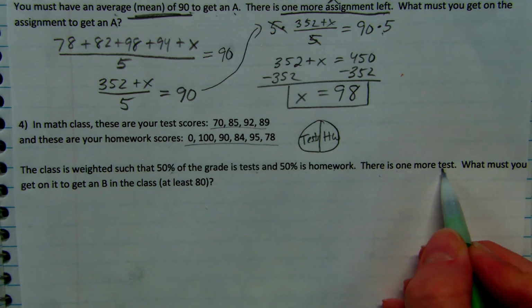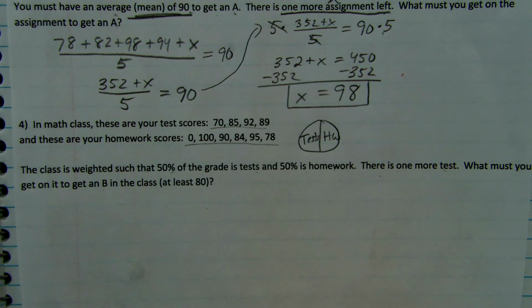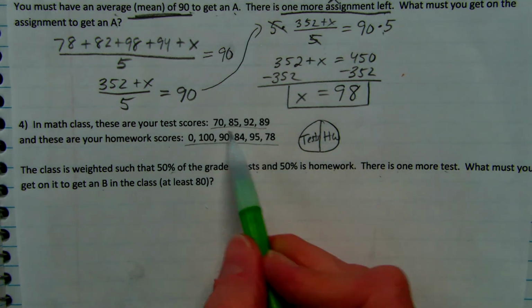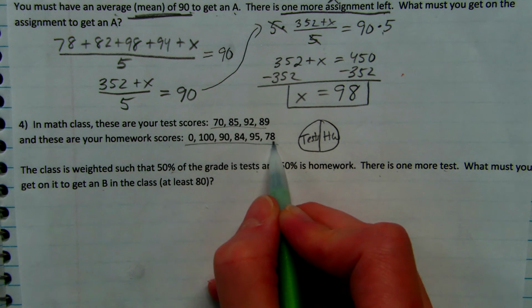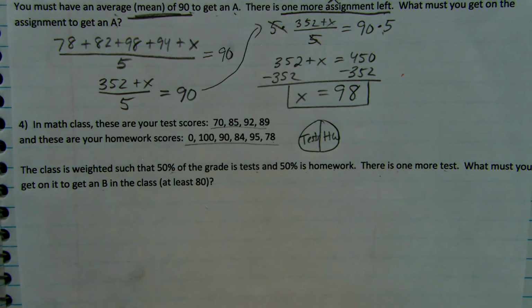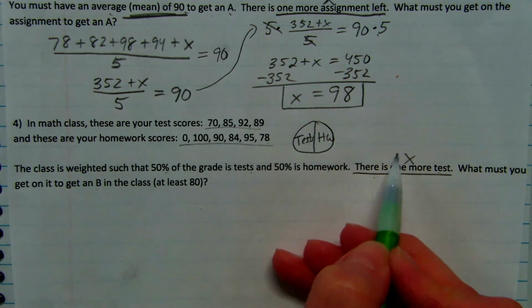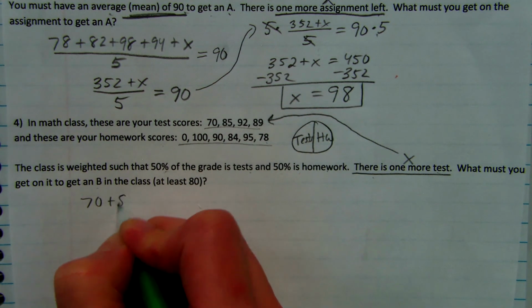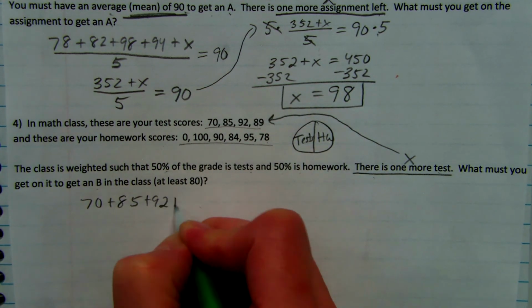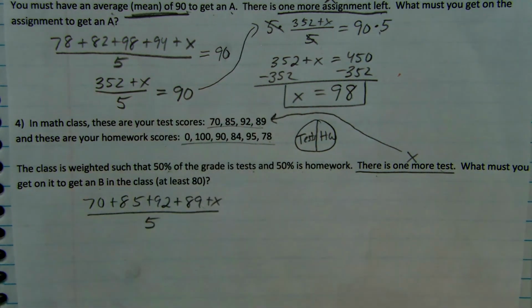There's one more test. What must you get on it to get a B in the class, or at least 80? So what we're looking at is this is 50% and this is 50%. When we add them all up, you have one more test, so that's going to be an x that we'll put with the test scores. So you're going to have 70 plus 85 plus 92 plus 89 plus x, divided by 5.